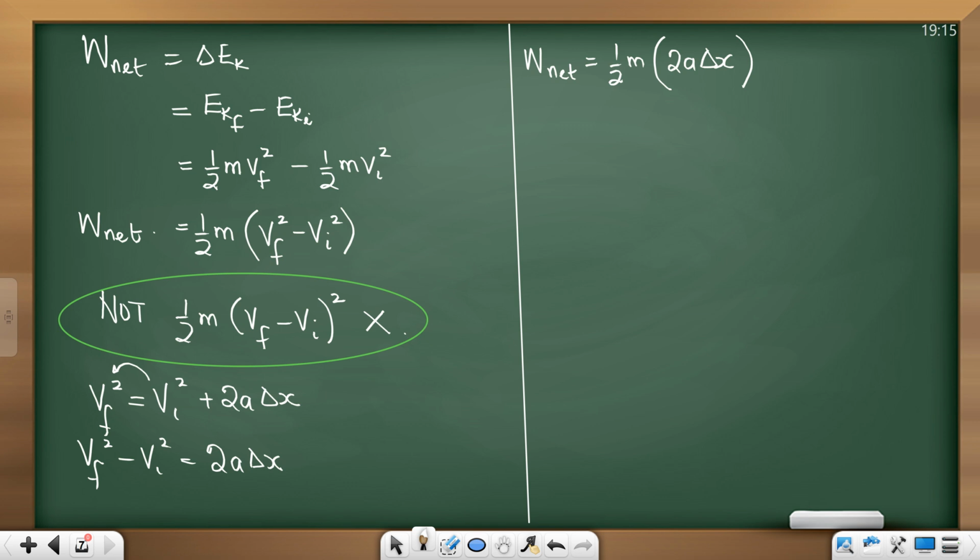The half and the 2 can actually cancel each other, right? So what do I have? W net is equal to what? ma delta x. What is that? Beautiful.